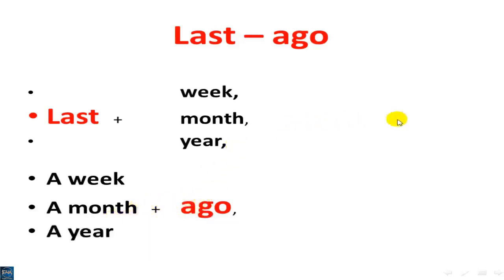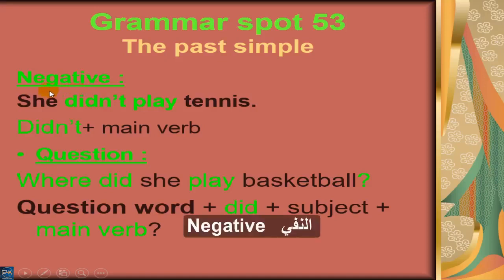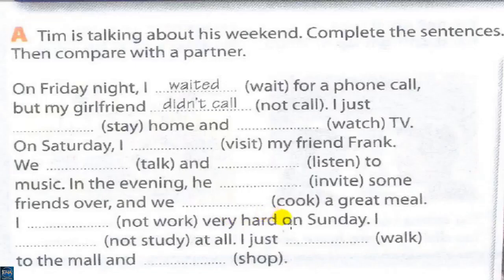Plus the verb in the negative. Negative: she play tennis. Negative, to say no, enough. She didn't play tennis. Didn't, plus main verb. On Sunday, I didn't study at all. I just walked, E-D. I just walked to the mall and shopped, P-P-E-D.